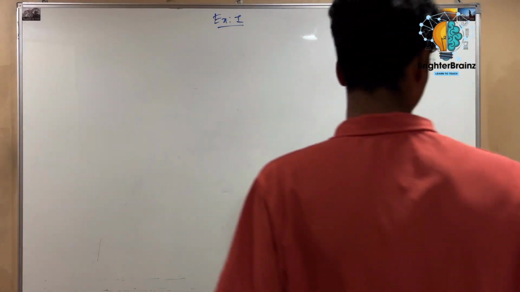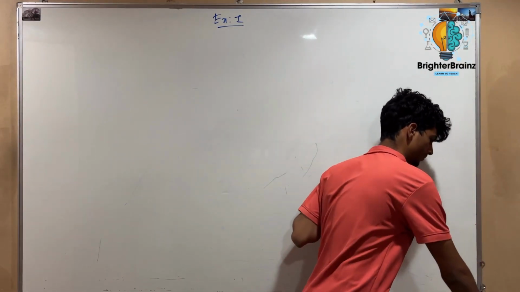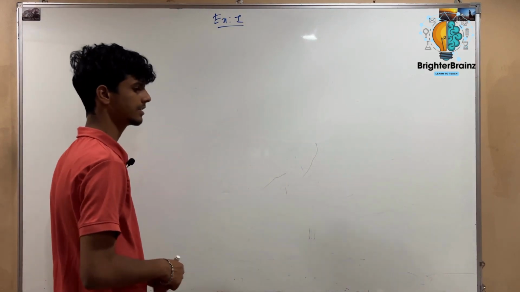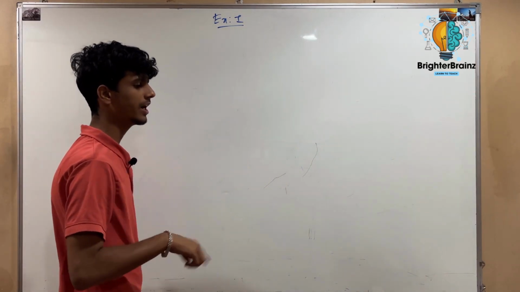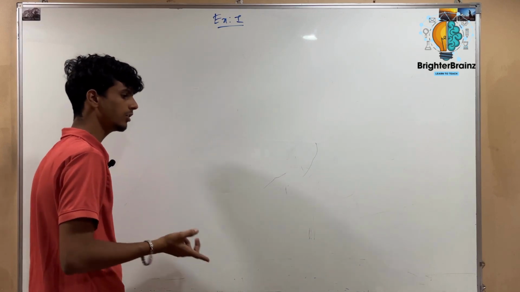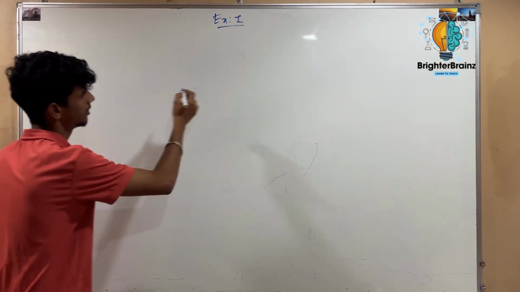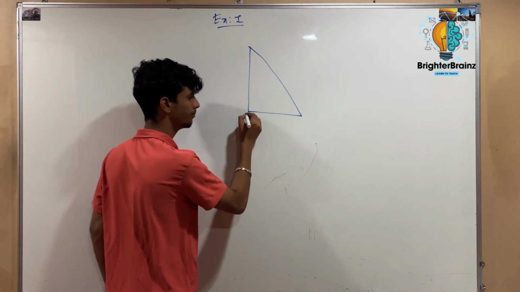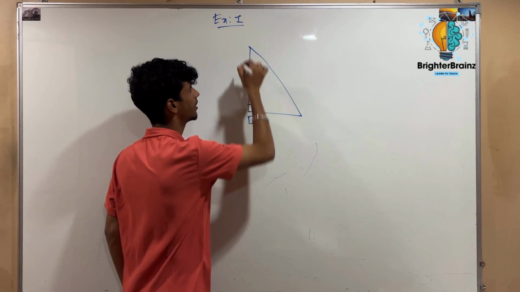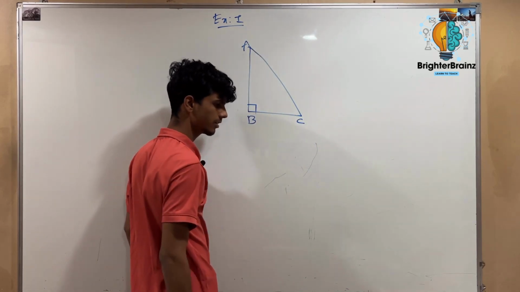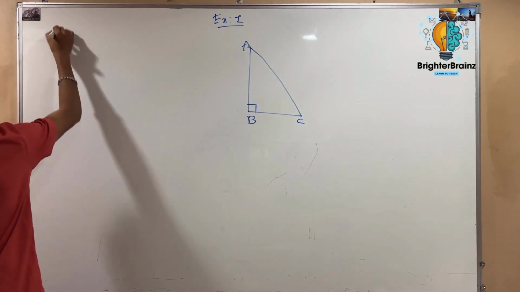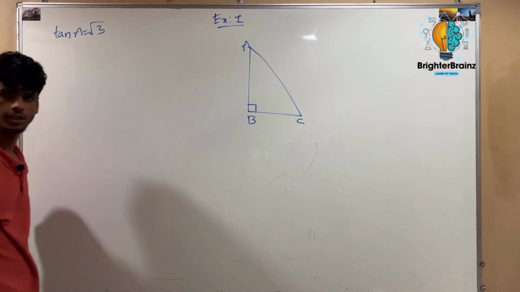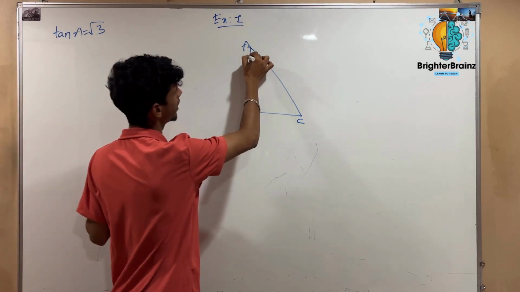So next, 8th question. Now the 8th question is, in a right angle triangle ABC, right angle is at B. If tan A is equal to root 3, find the value of... So let us construct first a right angle triangle. Right angle is at B. So this is the right angle, this will be A, and this is C, and he provided the information that tan A is equal to root 3.